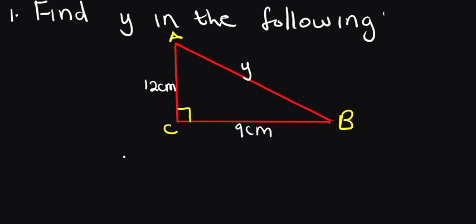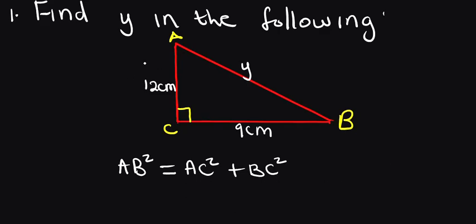Now, we will say AB squared is equal to AC squared plus BC squared. Right, this is what we are talking about when we say the square of the hypotenuse side is equal to the sum of the squares of the other two sides.